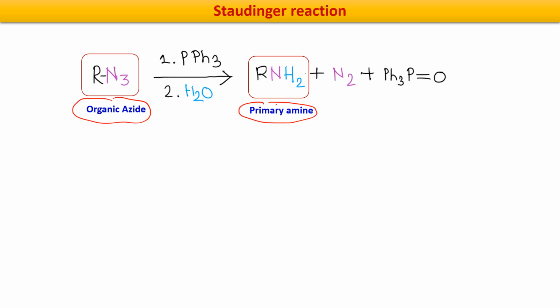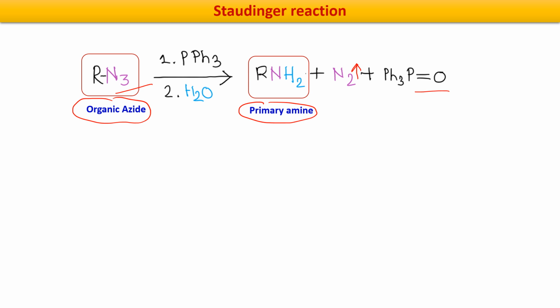So here the N3 group is the synthon for NH2. From the color you can understand that out of these 3 nitrogens, 2 nitrogens will be removed as nitrogen gas, and the fate of PPh3, which we are using in the first step, is that it will be converted to triphenylphosphine oxide, which is stable because of this P=O double bond. So this nitrogen gas formation and this stable compound formation facilitate the reaction.